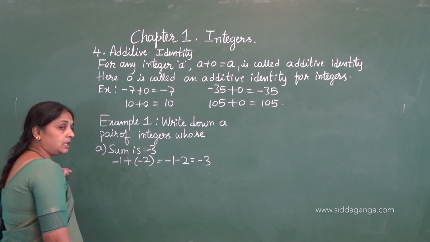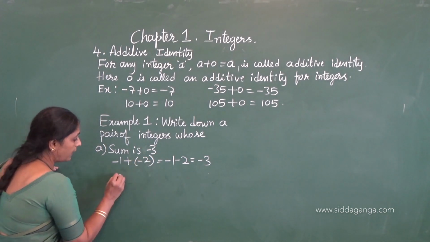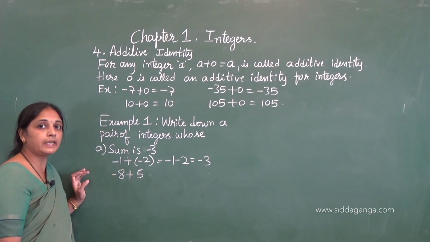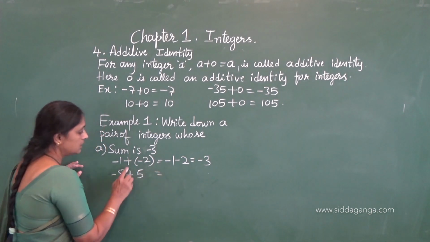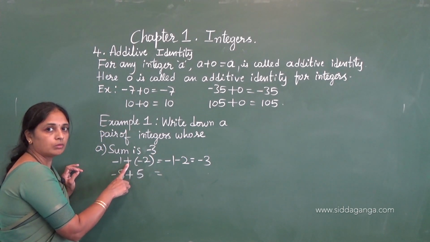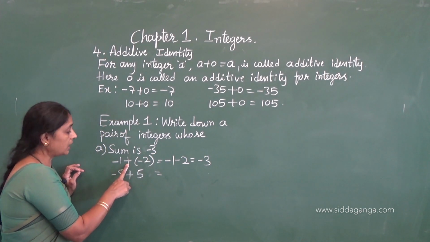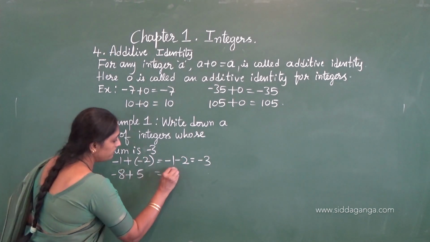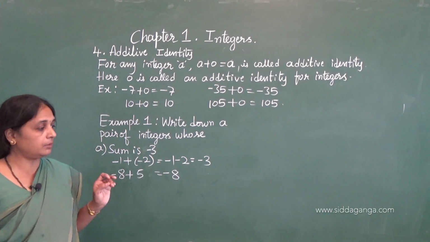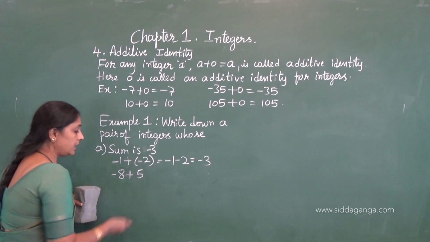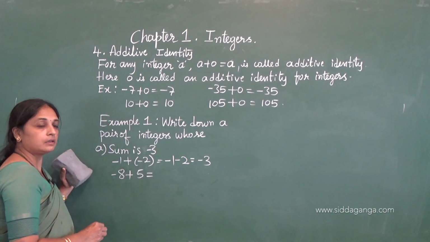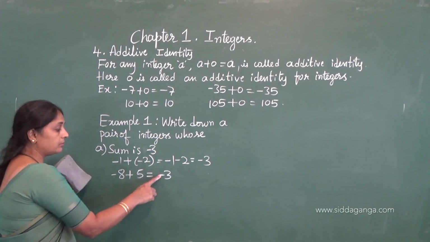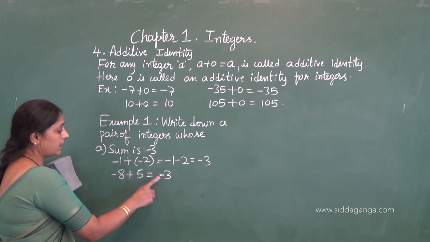Is there any other way? If I take minus 8 plus 5, here we have addition. Plus into minus is minus. Minus 8 plus 5, by neglecting the minus sign, we get 3, and we write the sign here, minus 3.